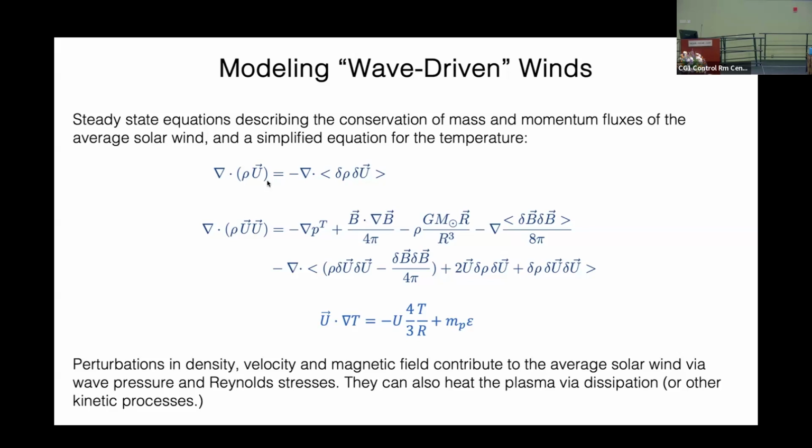The last equation here is a simplified form of an equation for the temperature, that combines the adiabatic cooling as before, and it includes a heating source that comes from, in this case, dissipation of waves. In this kind of model, this epsilon, which has the dimensions of energy per unit time per unit mass, is like a fudge parameter where you put everything that's not described by fluid models.